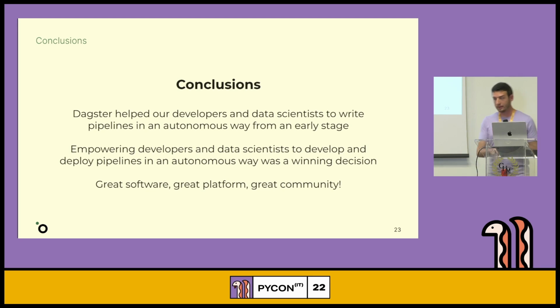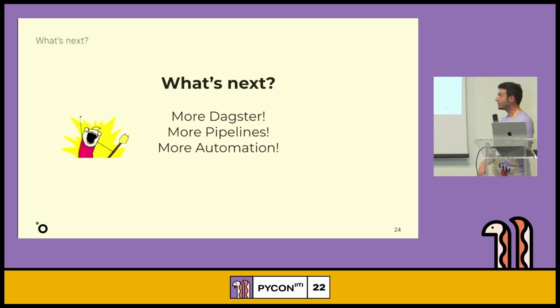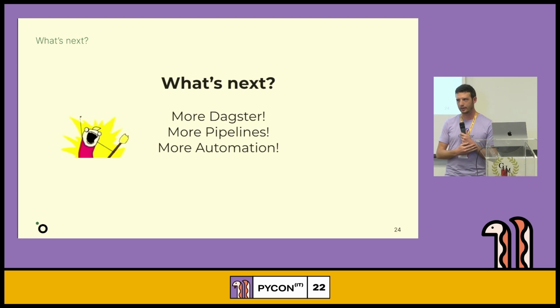What's next? Well, this goes without saying, but more Dagster, more pipelines, more automation. We are just at the beginning of our automation journey. We have been using Dagster for around a year now. So right now, our aim is to take all the code that we have, all our Python code, the machine learning models, and so on, and automate them as much as possible. Create Dagster workflows, and also get a little bit more acquainted with the software. But yeah, it's part of the process.